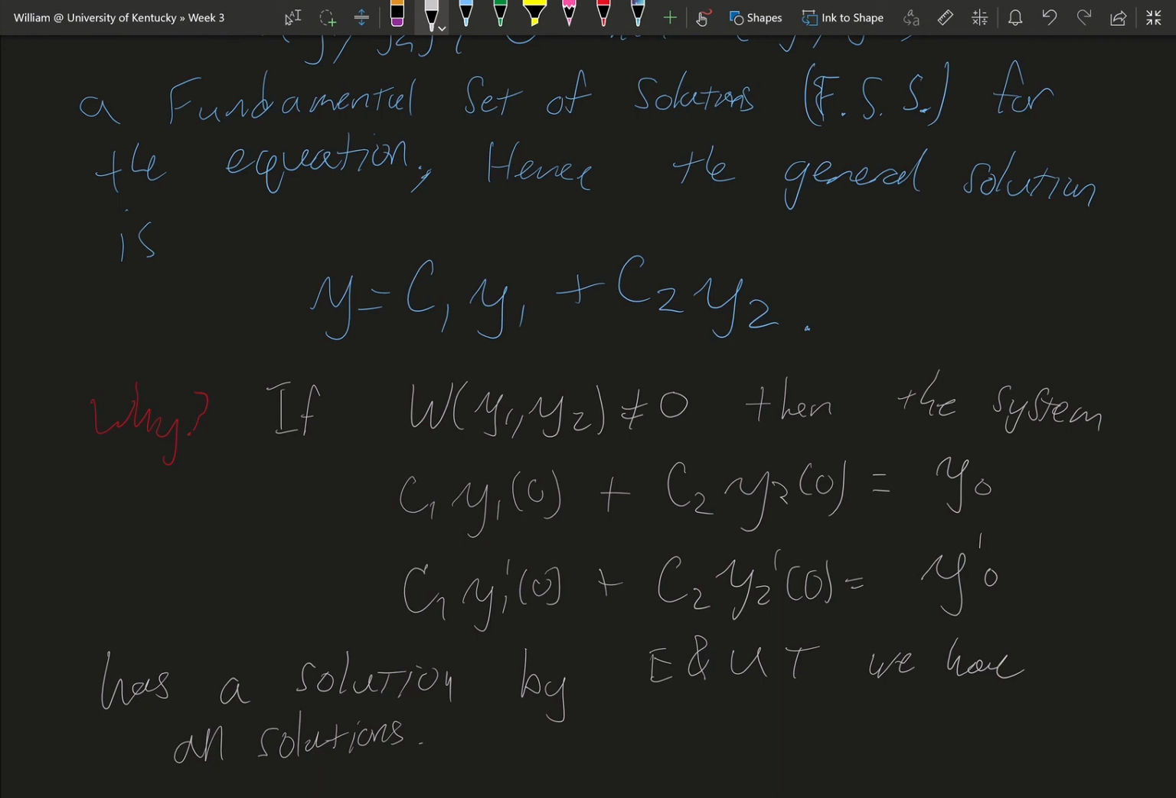Because if I have any solution, I could plug in 0, take the derivative, plug in 0, get some answers. That's a solution to the IVP, but whatever the solution to this is would also be a solution to the same IVP, so the two solutions have to agree. Okay.